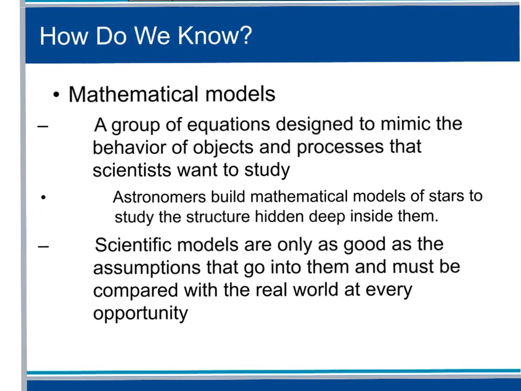So mathematical models are a lot of equations designed to mimic or predict the behavior of objects and processes the scientists want to study. So for astronomy, the math models of stars help astronomers understand what's inside the stars. It's geared towards helping astronomers understand that evolution from birth to death and what exactly is happening inside that star. What happens inside that star is important to the growth of the star and its evolution from birth to death.